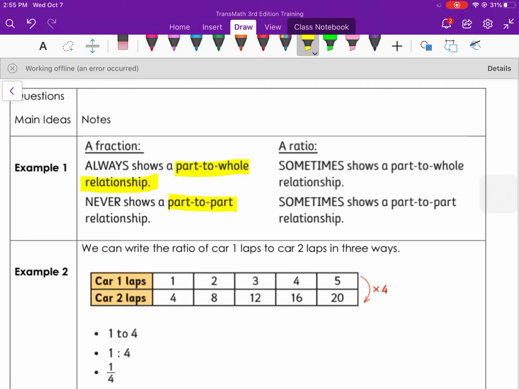A ratio sometimes shows a part to part and sometimes shows part to whole. So we can use a ratio to describe both.